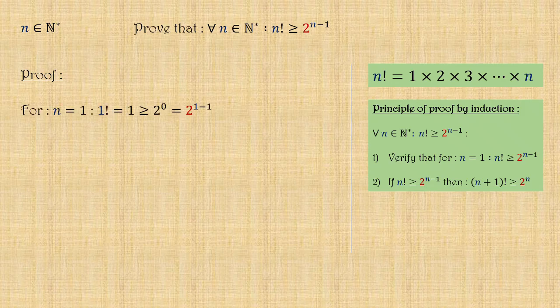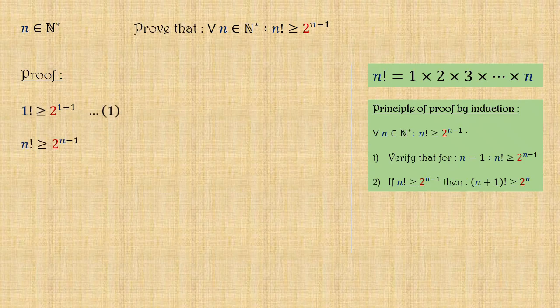So for n equal 1, we have the factorial of 1 which equals 1, greater than 2 to the power of 0, which equals 2 to the power of 1 minus 1. And this means that 1 factorial is greater than 2 to the power of 1 minus 1. We'll note this as assertion 1.